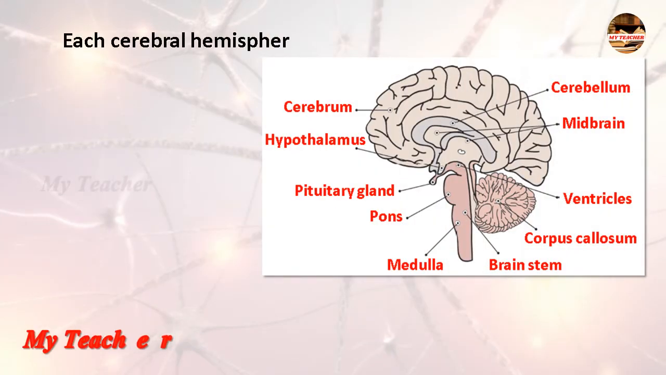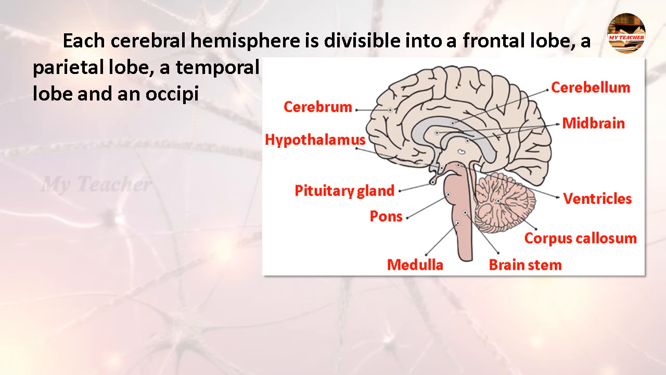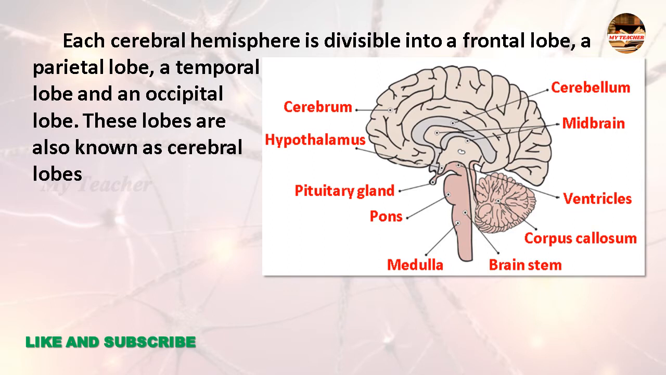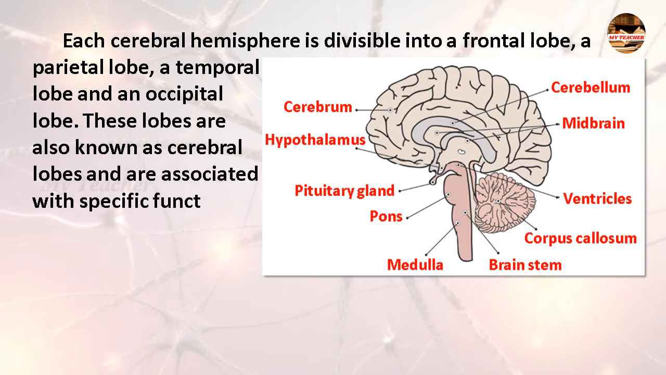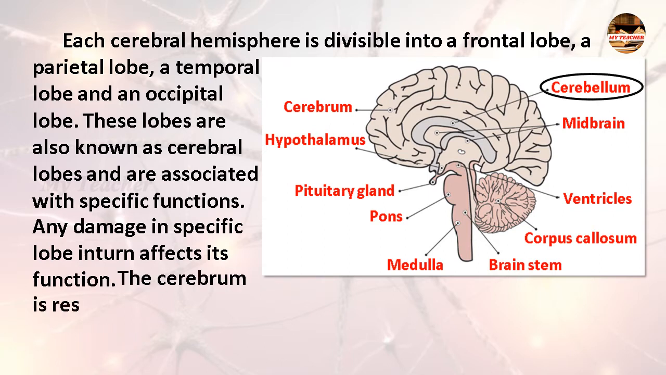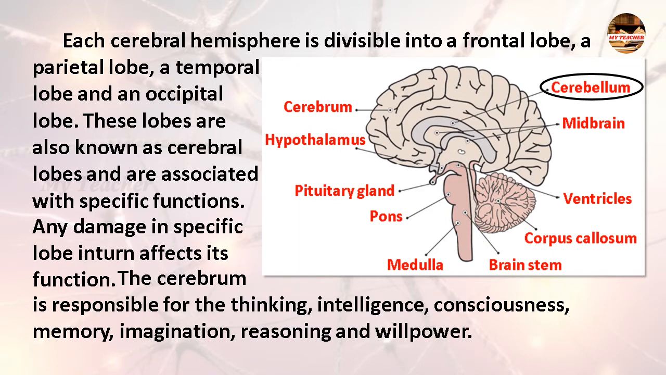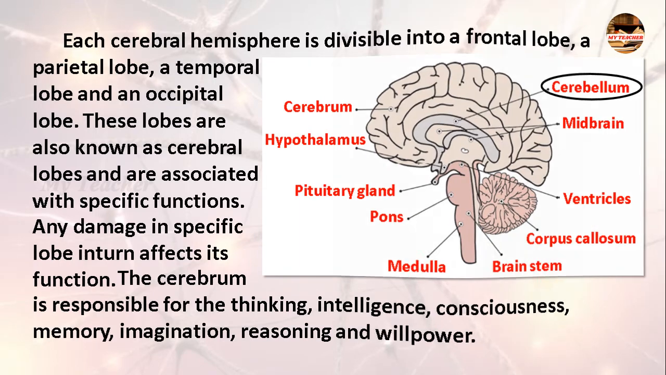Each cerebral hemisphere is divisible into a frontal lobe, a parietal lobe, a temporal lobe and an occipital lobe. These lobes are also known as cerebral lobes and are associated with specific functions. Any damage in specific lobe in turn affects its function. The cerebrum is responsible for the thinking, intelligence, consciousness, memory, imagination, reasoning and willpower.